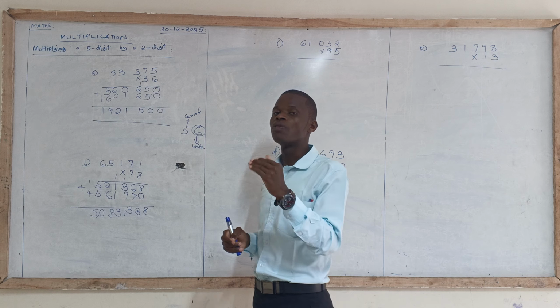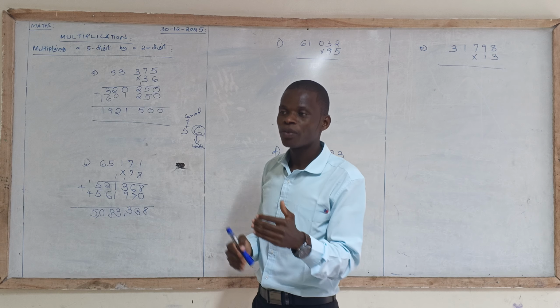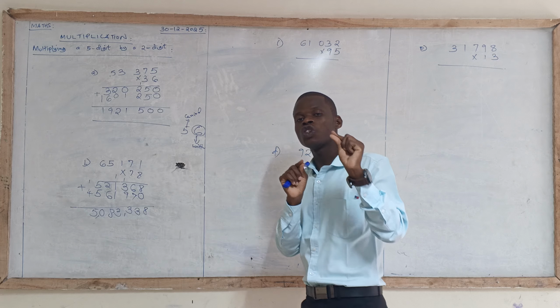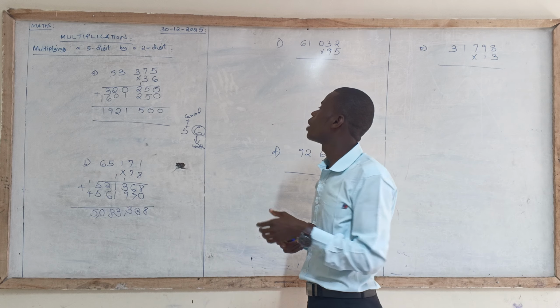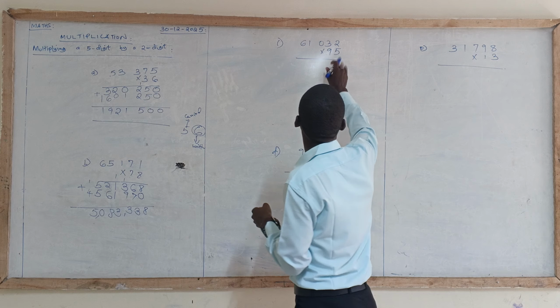But remember, before you start multiplying by the tens digit, what do you do? You add 0. Why are we adding 0? We are adding 0 to show that now we are multiplying by the tens digit. That's why we are adding 0. Good. So let us come here.